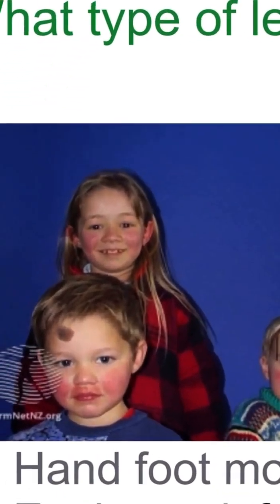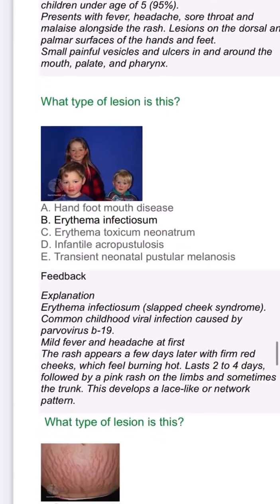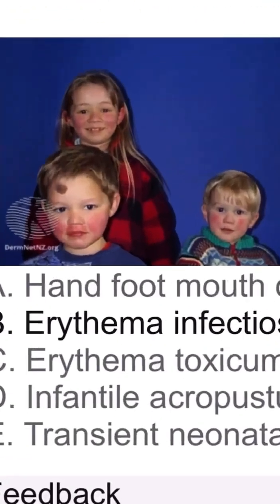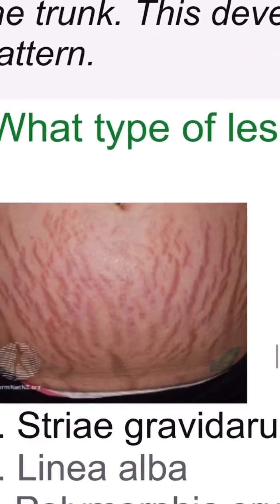Which type of lesion is this? Slapped cheek, parvovirus B19. Okay, erythema infectiosum, also called slapped cheek syndrome. A common childhood viral infection caused by parvovirus B19. Mild fever and headache at first. A rash appears a few days later with firm red cheeks, which feel burning hot and last 2 to 4 days, followed by a pink rash on the limbs and sometimes the trunk. This develops a lace-like network pattern. Okay. Which type of lesion is this?